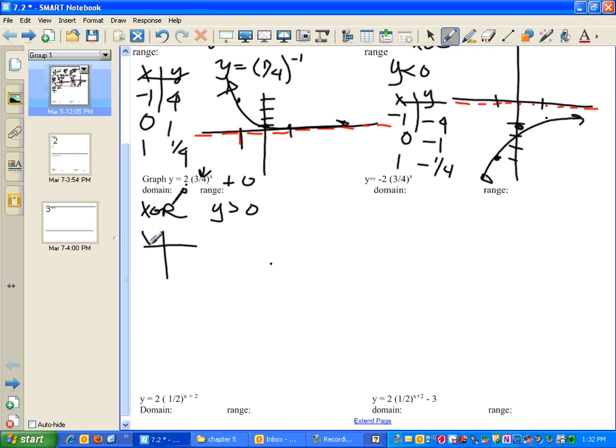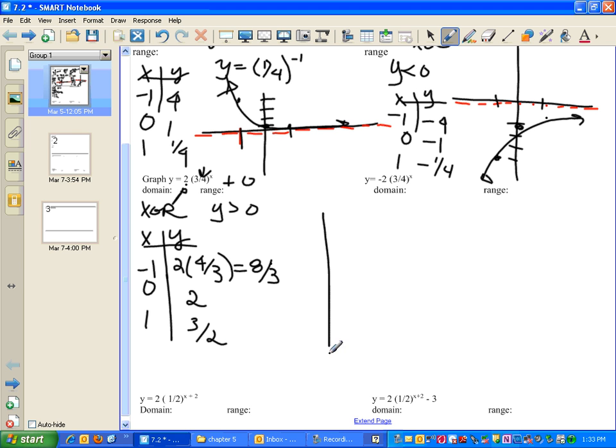So do our little XY chart. It's always a good idea to know what in your mind this is supposed to look like. Kind of an extra validation as you get your chart if you've made a math mistake. So at negative 1, I'm going to get 2 times 4/3, which is 8/3. At 0, I'm going to get 2, right? Y'all with me on this? And at 1, I'm going to get 3/2. I got 8/3 at negative 1 because I'm going to flip the fraction 3/4 because it's got the negative exponent.